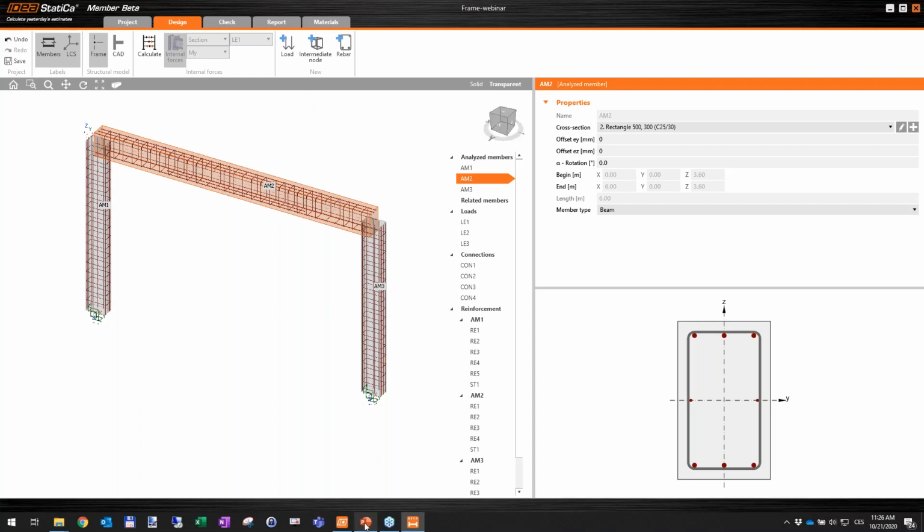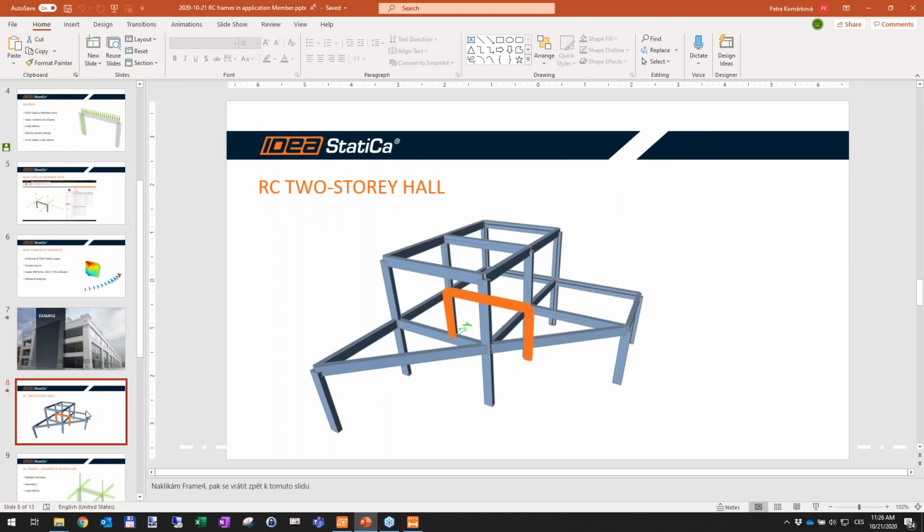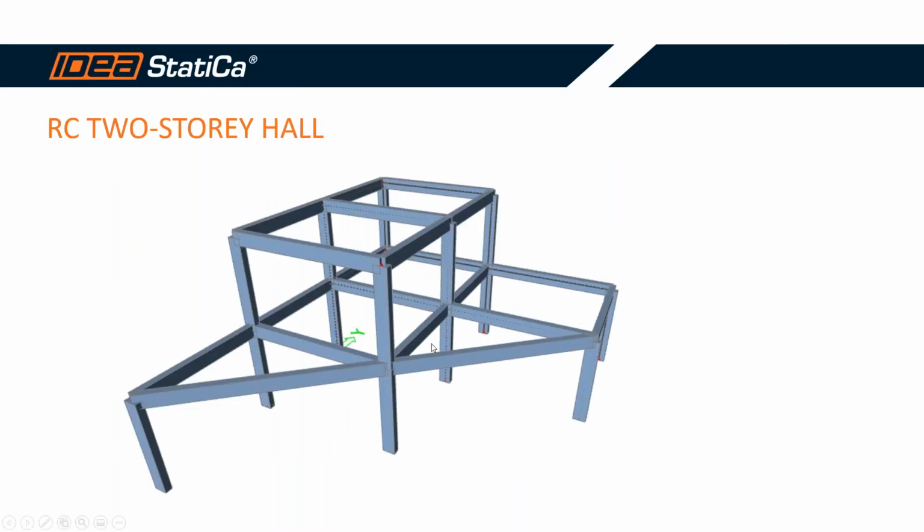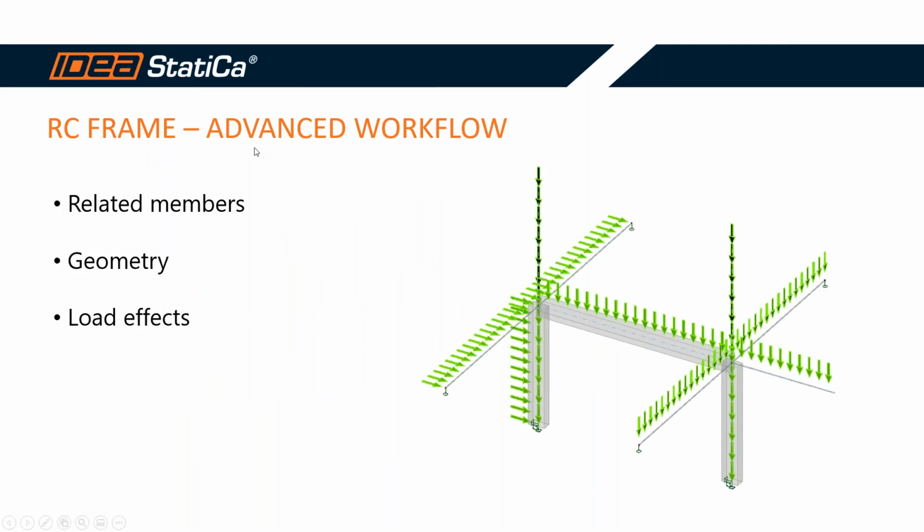Now I will switch to the presentation, and I decided to show you a different, or let's say more advanced, workflow: how it is possible to design and check a reinforced concrete frame with adjacent parts of the structure, including so-called related members. So first of all, why do we use them, or what is the meaning of them?